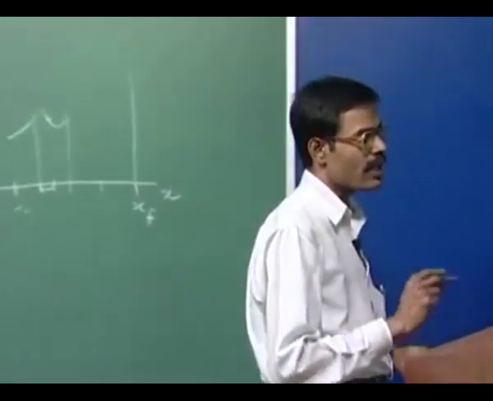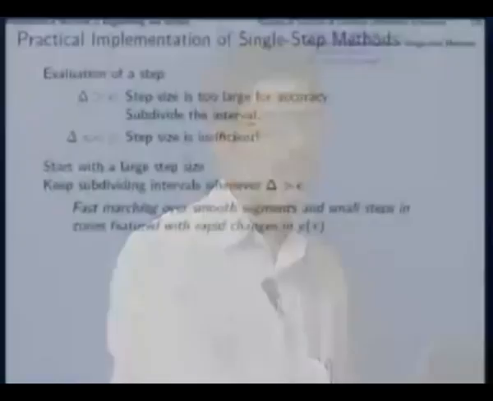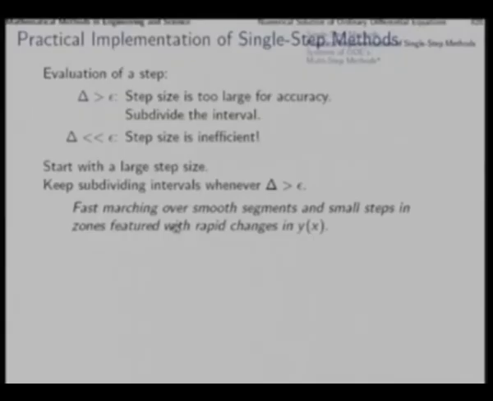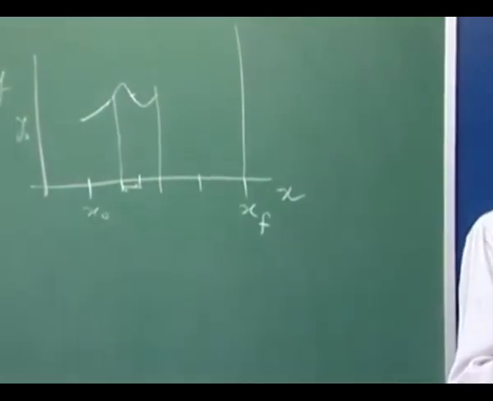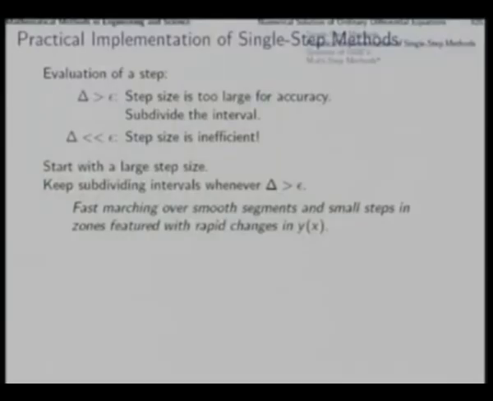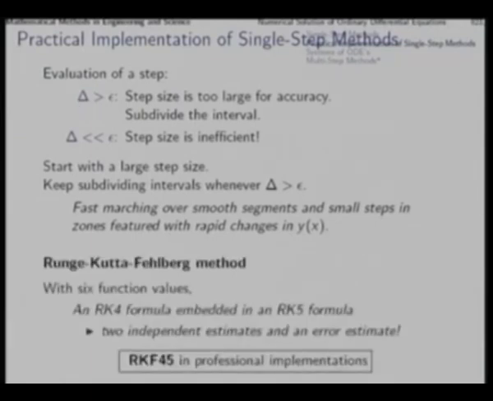So, this ensures that you keep on marching fast over those segments of the function where the function is smooth, and those segments where you get quick changing, fast changing situation, there you make small steps, and where to make the small step, that this delta will tell you. So, this is what is called adaptive step size algorithm.